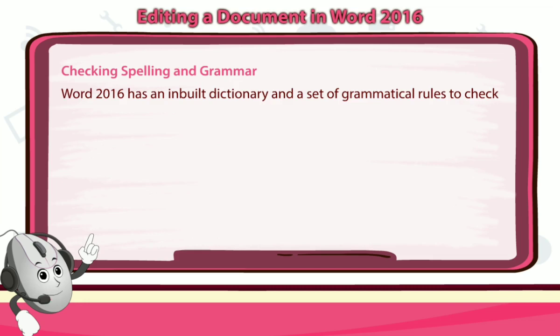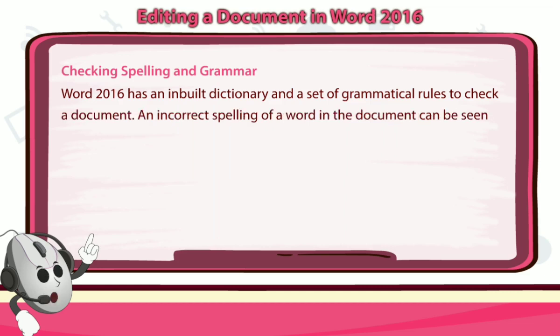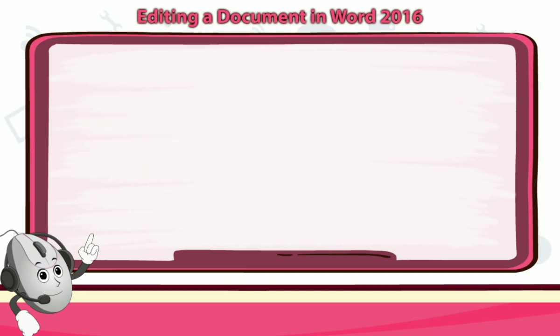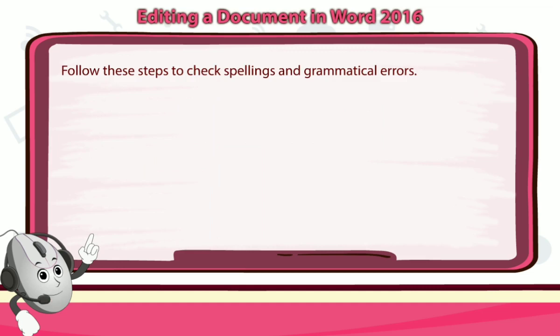Word has an inbuilt dictionary and a set of grammatical rules to check. So if there are any spelling or grammar mistakes in a document, they can be seen in the document. A red wavy line indicates a spelling mistake, and if there is a grammatical mistake, it will be displayed by green wavy lines. So let's learn how to use the spelling and grammar check.